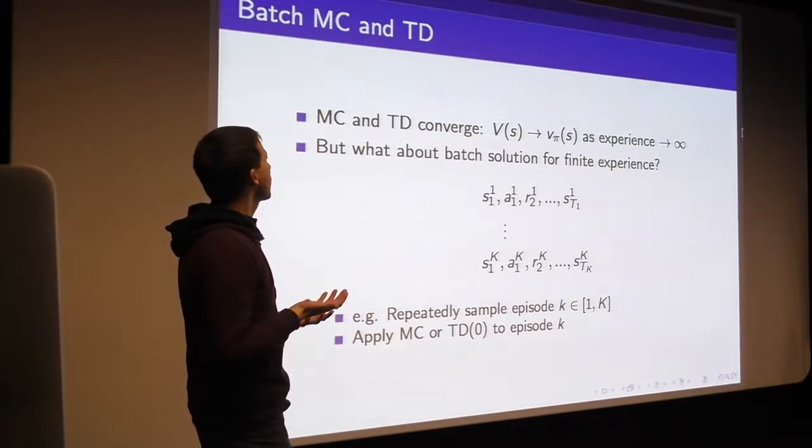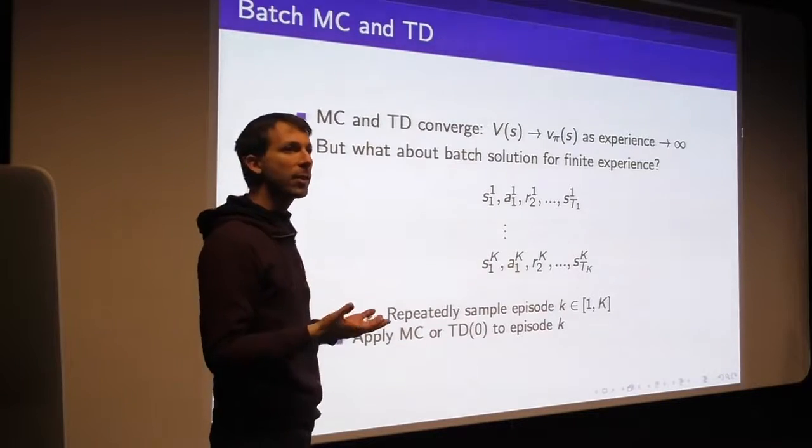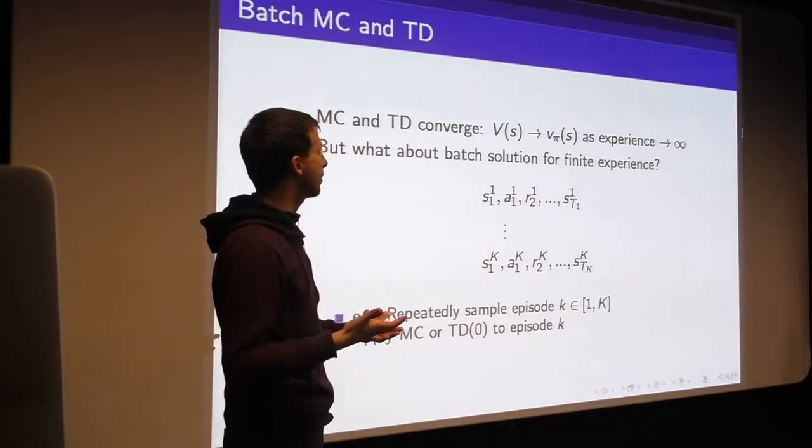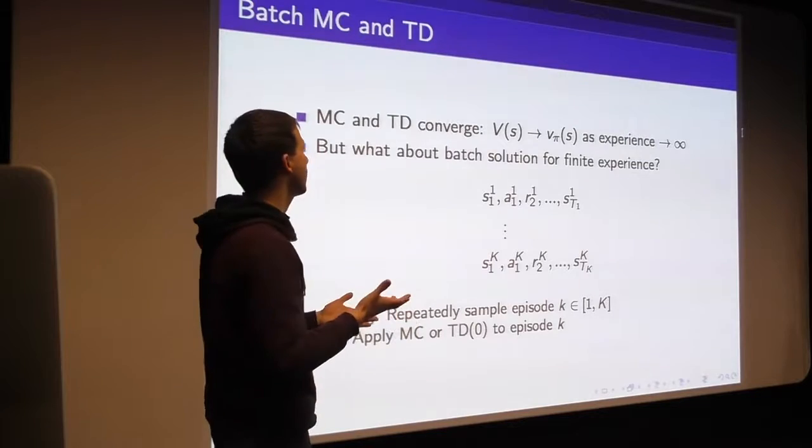Okay. So we've seen so far that these approaches converge. Both for Monte Carlo and TD, we converge. We find the true value function as you add in an infinite amount of experience.